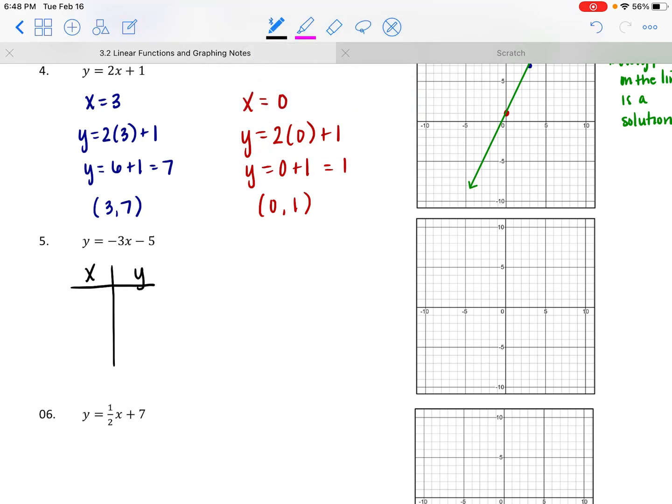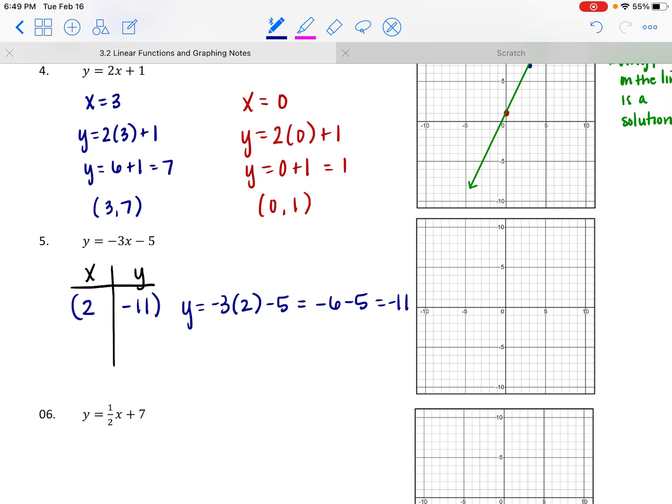So again, I'm just going to pick 2 for x, and I'm going to plug that into my function right here for x. So I'm looking at y equal to negative 3 times, instead of x, I'm going to put in 2, minus 5. Well, negative 3 times 2 is negative 6, and negative 6 minus 5 is negative 11. So when x equals 2, y equals negative 11. So again, this represents a point on my graph at (2, negative 11).